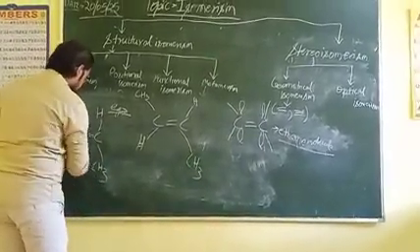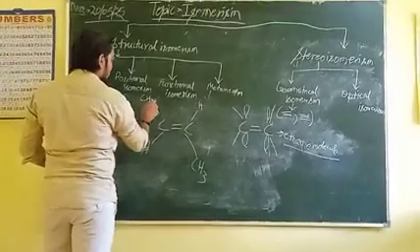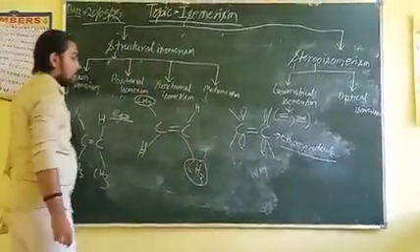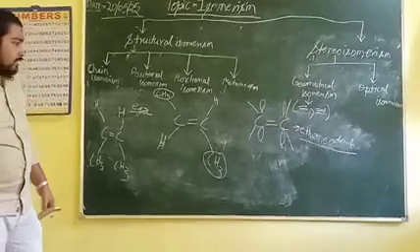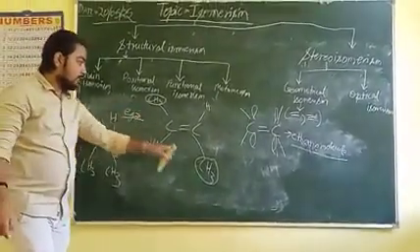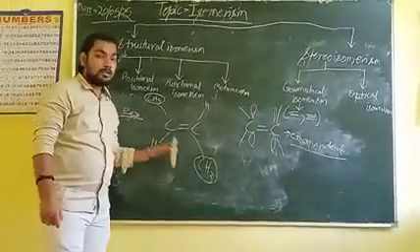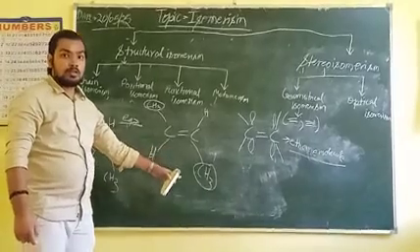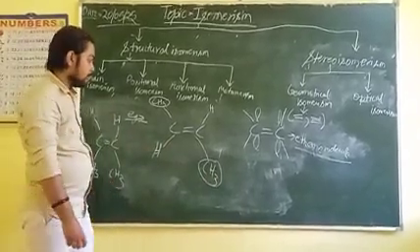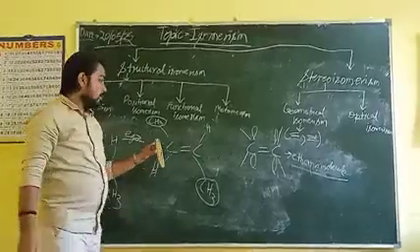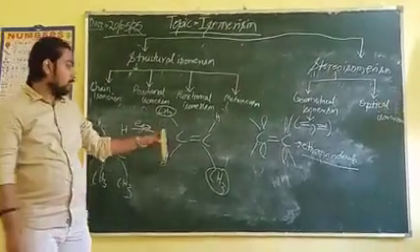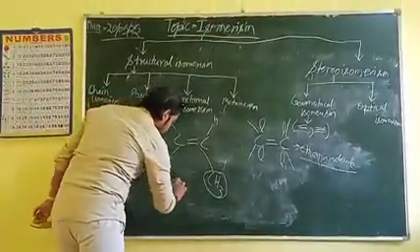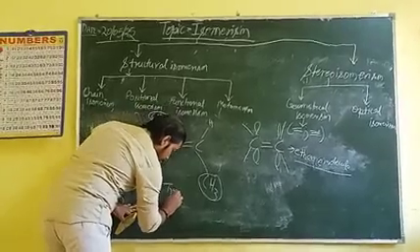Okay, here the two methyl groups are located in the diagonal positions of the carbons. So the methyl groups are located on the diagonal side, and these are known as trans form.